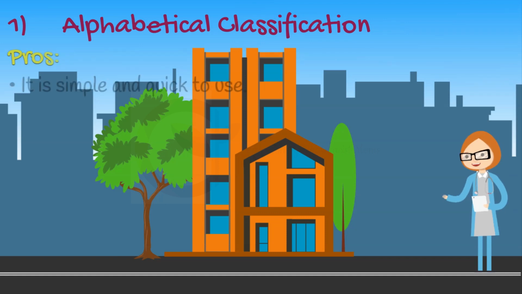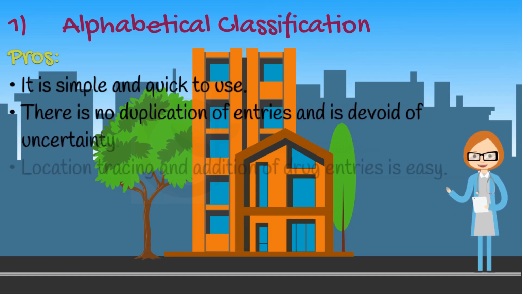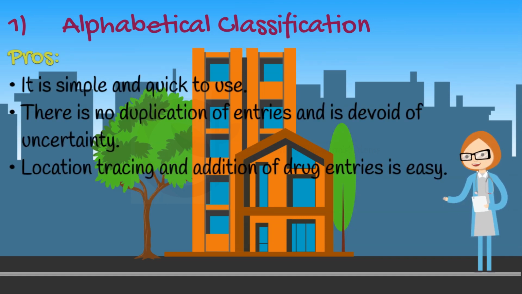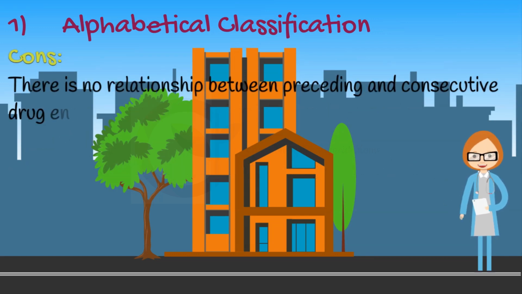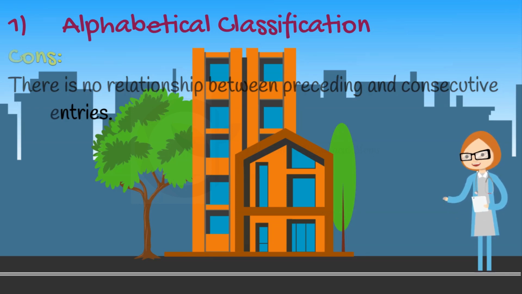It has pros that it is simple and quick to use. There is no duplication of entries, and is devoid of uncertainty. In this system, location tracing and addition of drug entries is easy. It has a drawback that there is no relationship between preceding and consecutive drug entries.